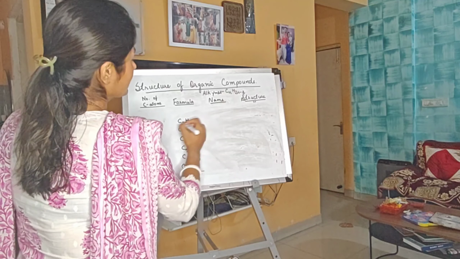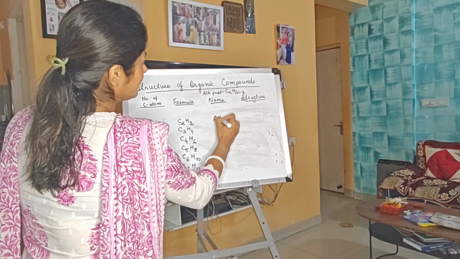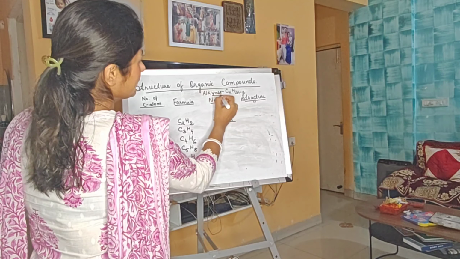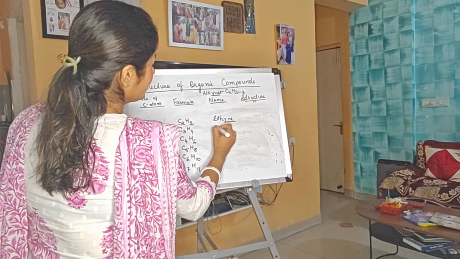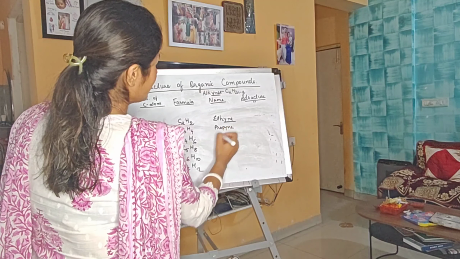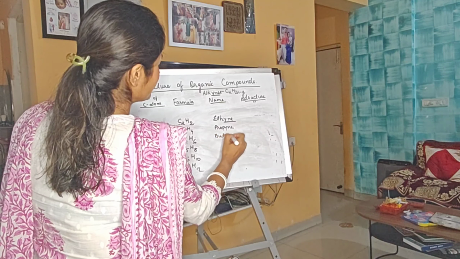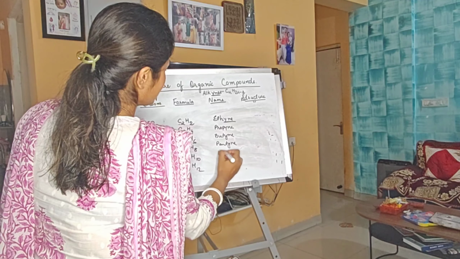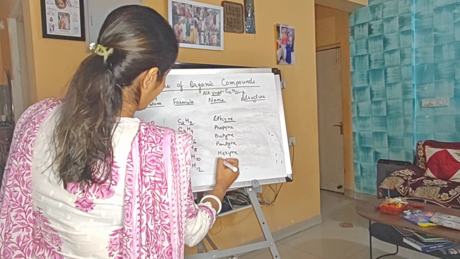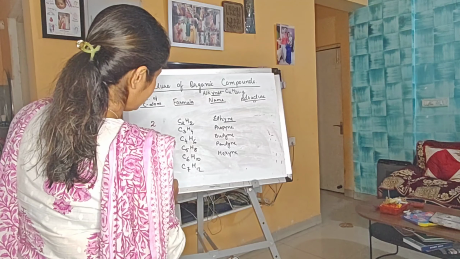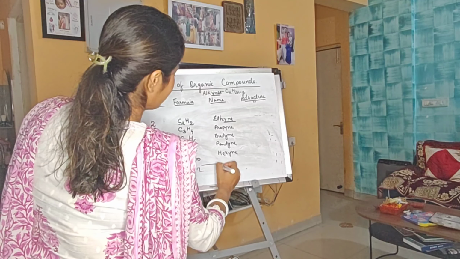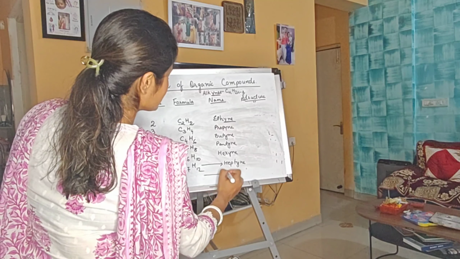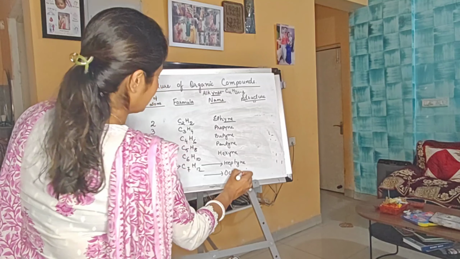So here also for 2 carbon atoms the name will be eth, and then we will end it with the parent name ine. Ine comes from this alkyne. For 3 carbon it will be propyne. For 4 carbon, butyne. For 5 it is pentyne. For 6, hexyne. For 7 it is heptyne, and for 8 it is octyne.